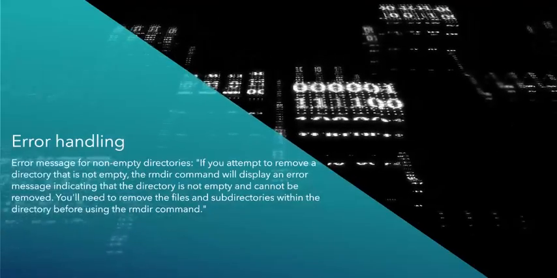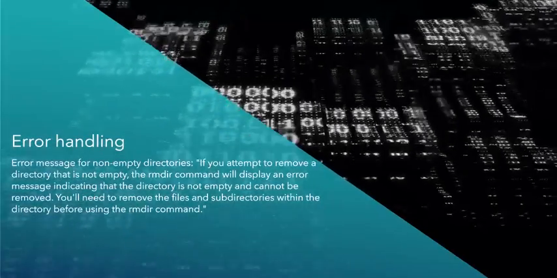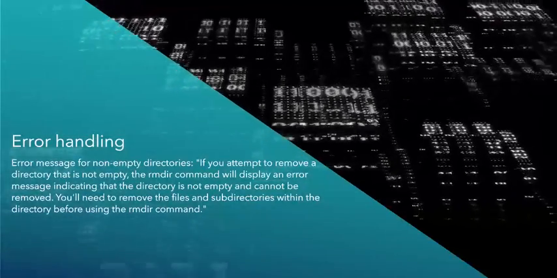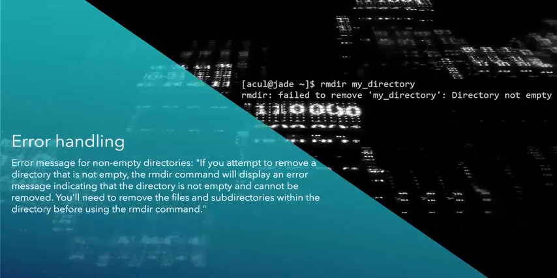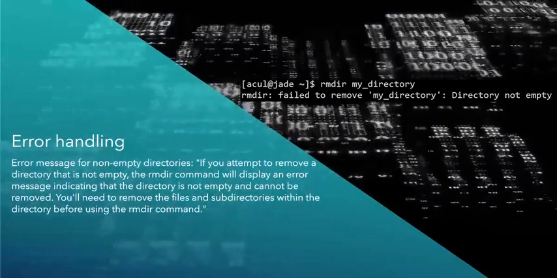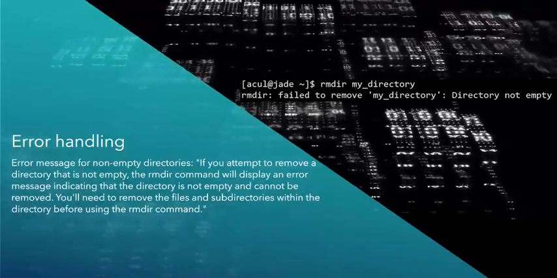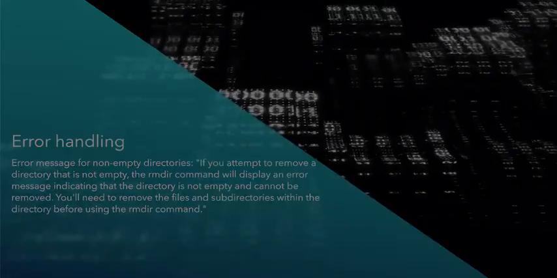Error handling. Error message for non-empty directories. If you attempt to remove a directory that is not empty, the rmdir command will display an error message indicating that the directory is not empty and cannot be removed. You'll need to remove the files and subdirectories within the directory before using the rmdir command.